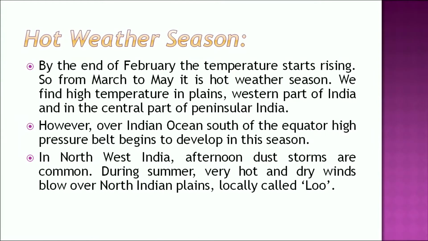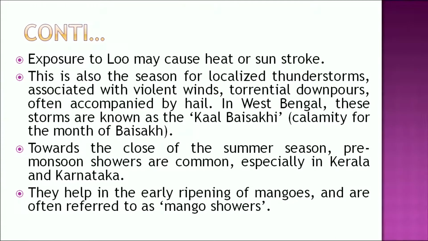In northwest India, afternoon dust storms are common. During summer, very hot and dry winds blow over North Indian plains, which we locally call loo. Exposure to loo may cause heat or sunstroke. This is also the season for localized thunderstorms associated with violent winds, torrential downpours, often accompanied by hail.